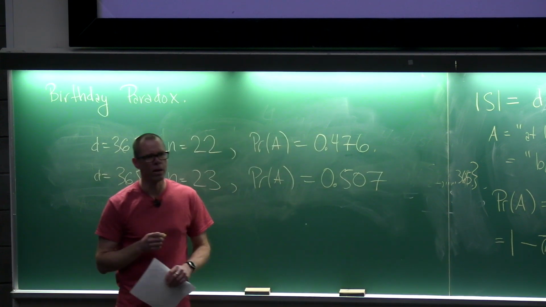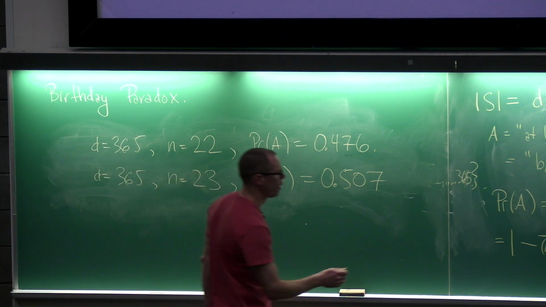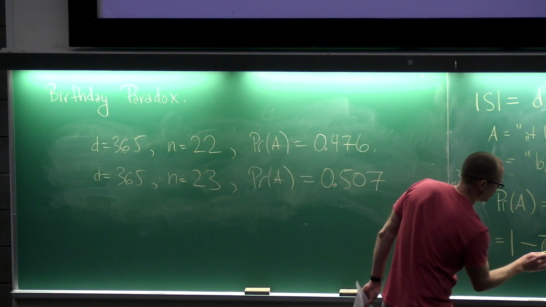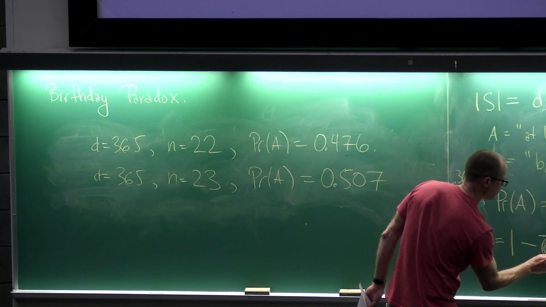Just for my notes, on the bottom there, if you have N minus D factorial. Sorry, it should be D minus N. There are more days than people, otherwise it doesn't make sense. Good.